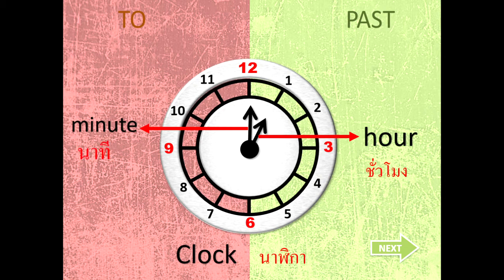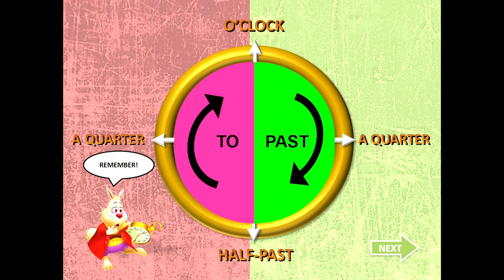Okay, now let's try this one. For example, at the middle you can see the word o'clock, and the next is a quarter, then half past, and the next one is a quarter. For the green side, you can say a quarter past or a half past. And for the pink side, you can say a quarter to. A quarter to means before the time. A quarter past and a half past mean after the time.